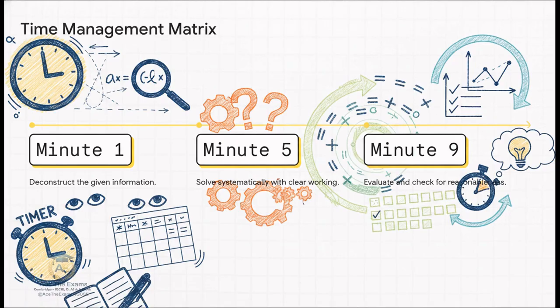Actually, I have a challenge for you right now. The very next time you do a past paper, set a timer. Give yourself exactly 60 seconds to just scan the data and extract the core trend before you even pick up your pen. It will completely change how you approach the math.